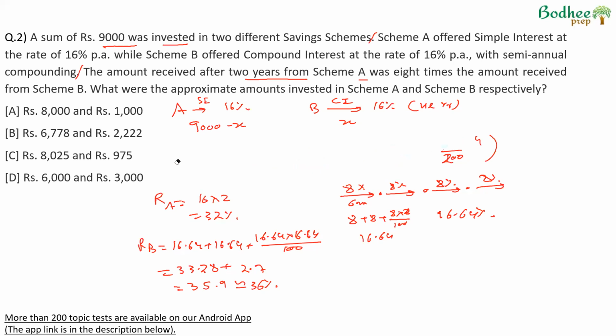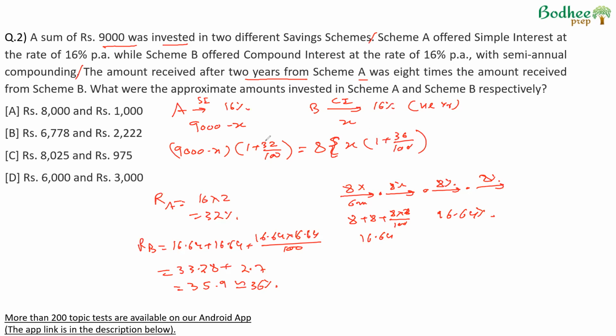So if we look at the amounts, I'm just removing this equation because this is not something I was able to solve. Now, if we look at the amounts, the amount in the first case will be 9,000 minus X into 1 plus 32 upon 100. This is 8 times the amount of Scheme B, which is X into 1 plus 36 upon 100.